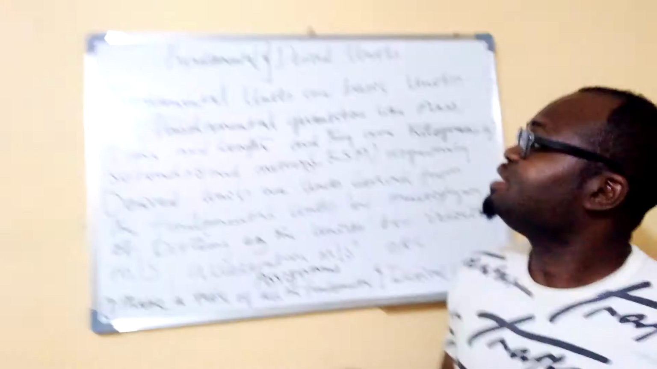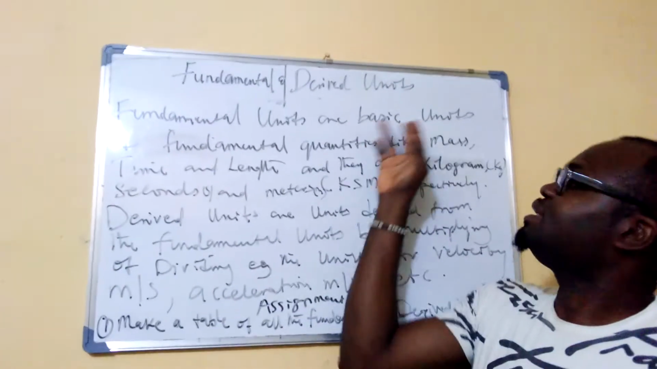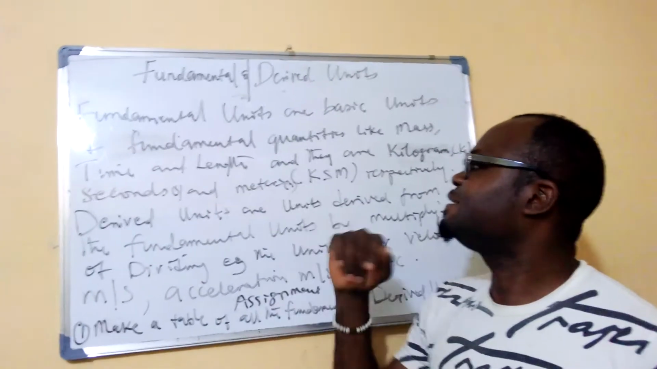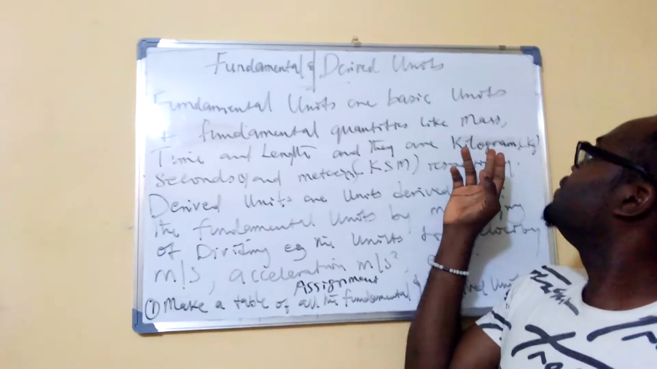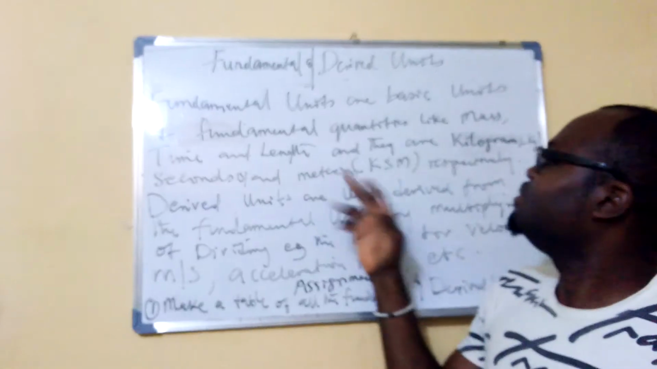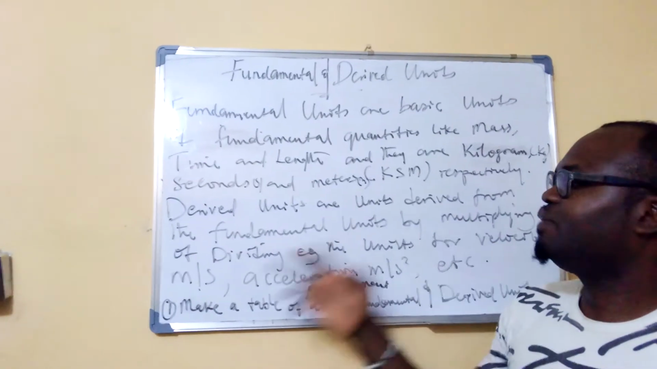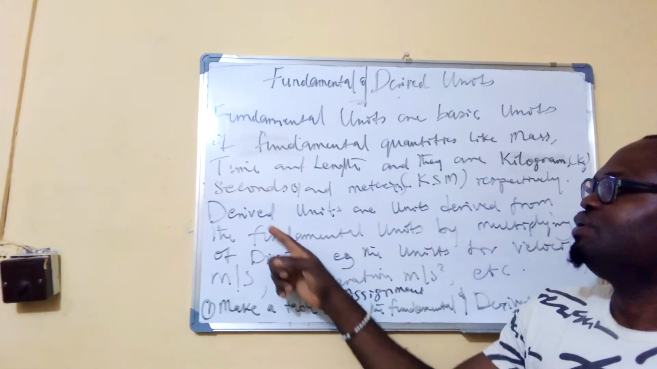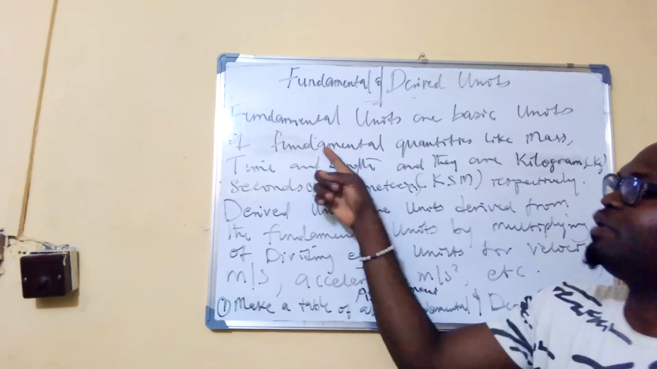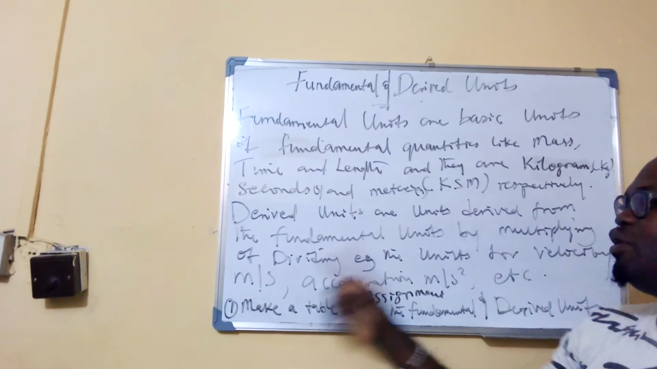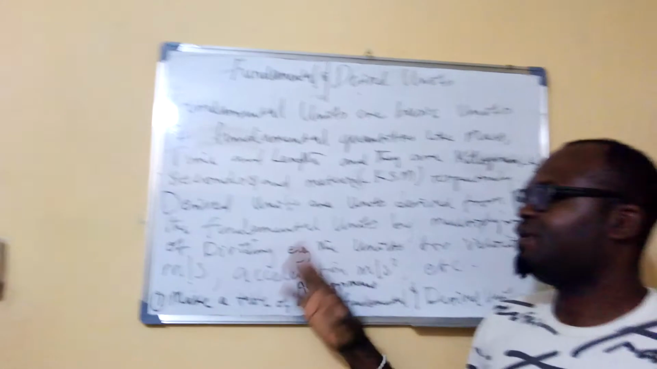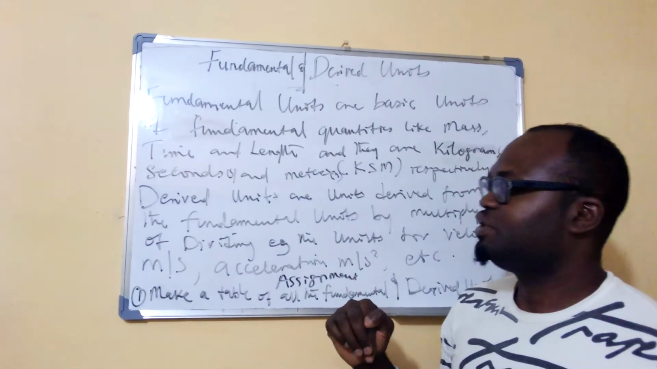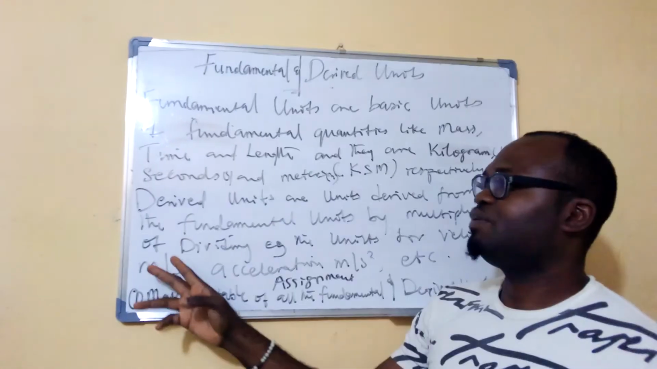So by way of getting that note, fundamental units are basic units of fundamental quantities like mass, time, and length, and they are kilogram, seconds, and meters, KSM respectively. Whereas derived units are units derived from the fundamental units. You get the derived unit from fundamental units by multiplying or dividing. So whenever you have any activity like multiplication or division on a fundamental unit, you get what we call a derived unit.